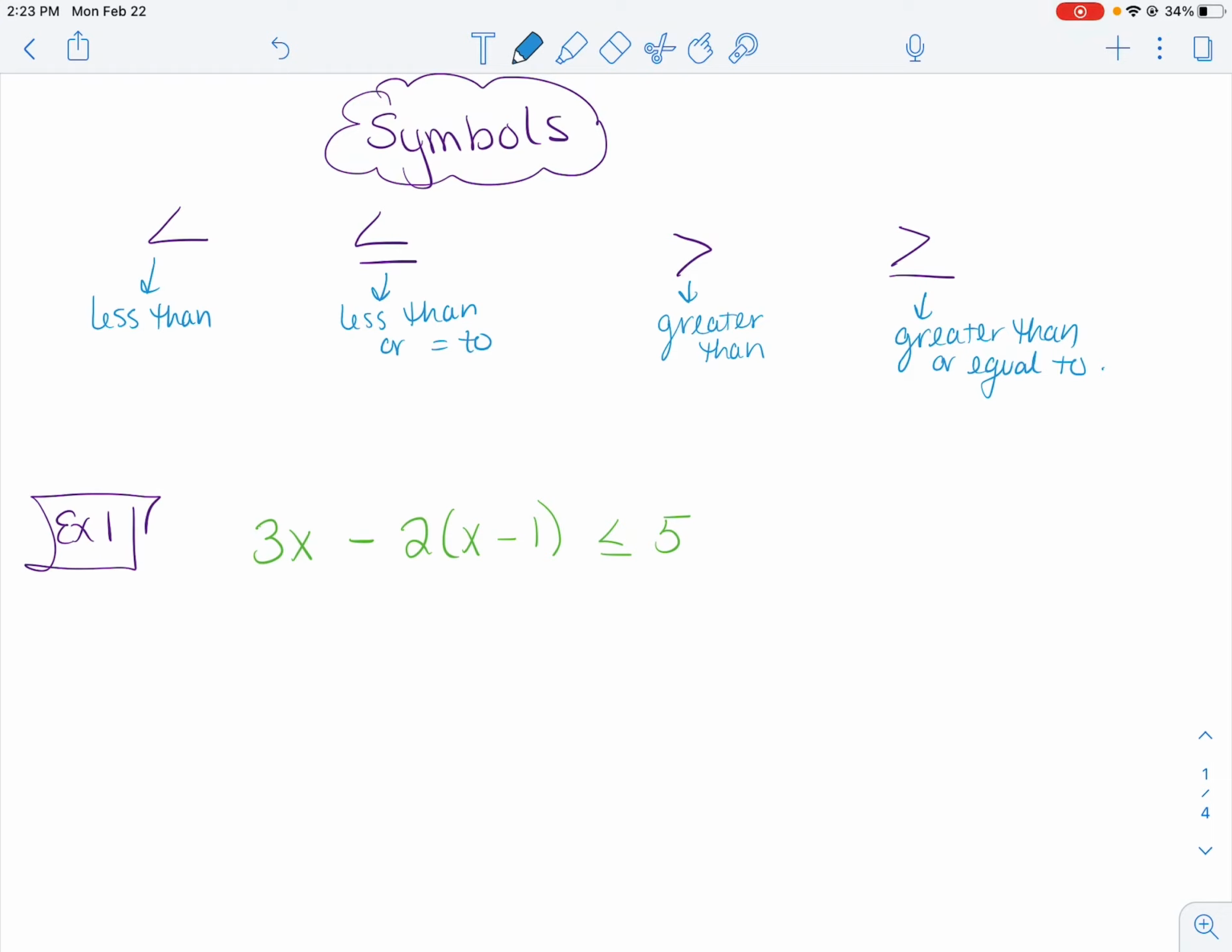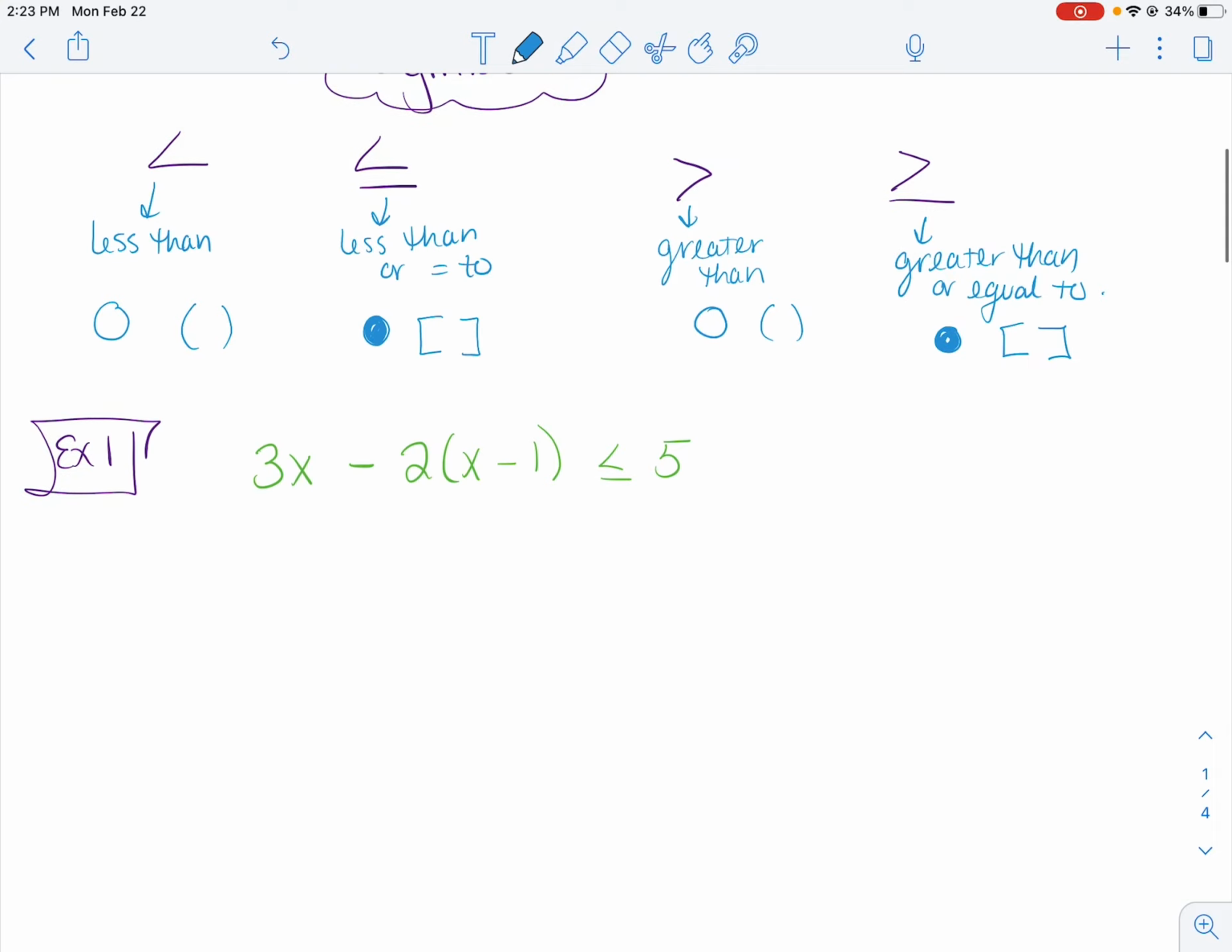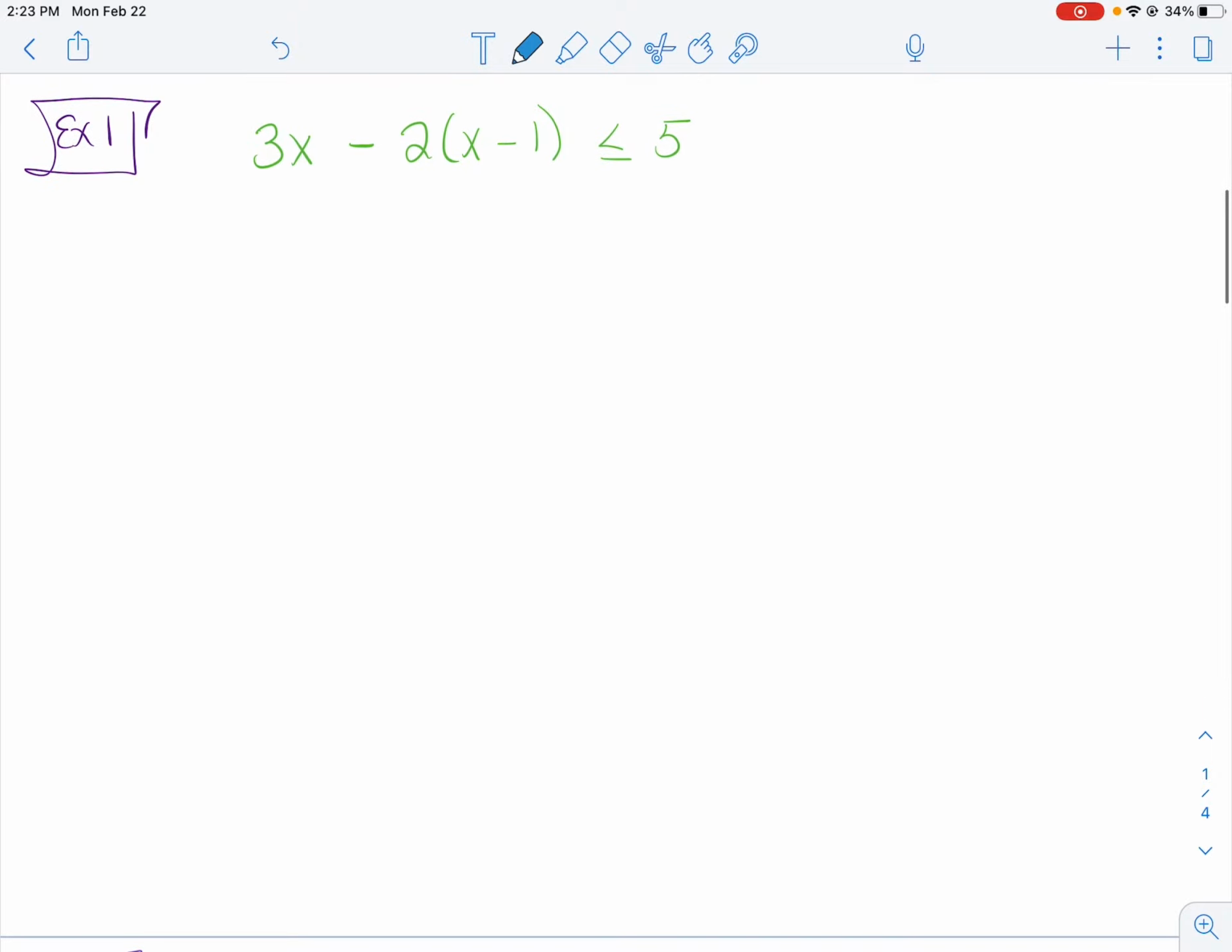So when graphing with a less than or a greater than, you would use an open circle. And if we use our interval notation, that would be a soft bracket for those types of symbols. If we see an equal to, that's when you're going to have the closed circle on the number line, or what we call a hard bracket on our number line or in our interval notation as well. Okay, so let's jump right in here and try an example.